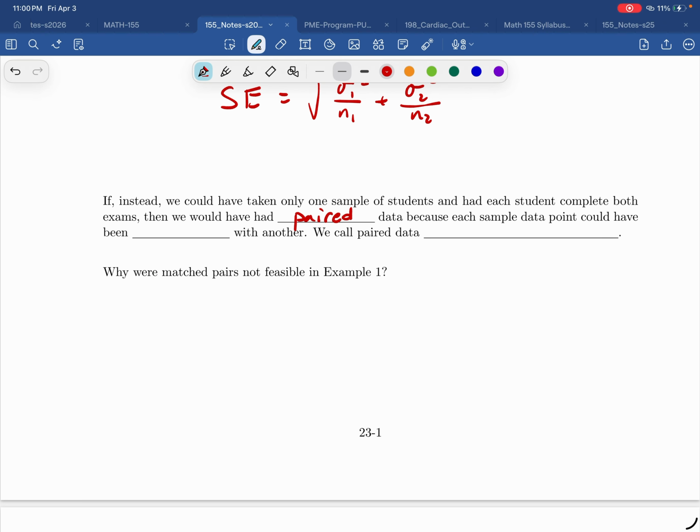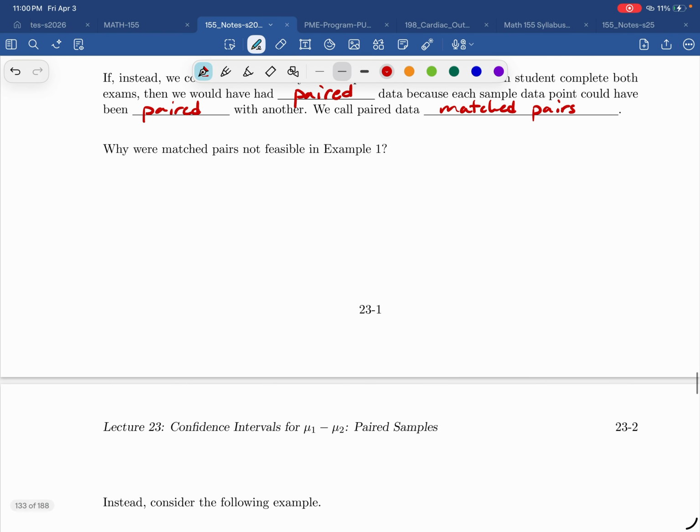Each data point would have been paired with another. And we call paired data matched pairs, because we're not just arbitrarily pairing the data, we're pairing two points that are really matched with each other. It makes sense to pair these. We'll look at an example in a sec.